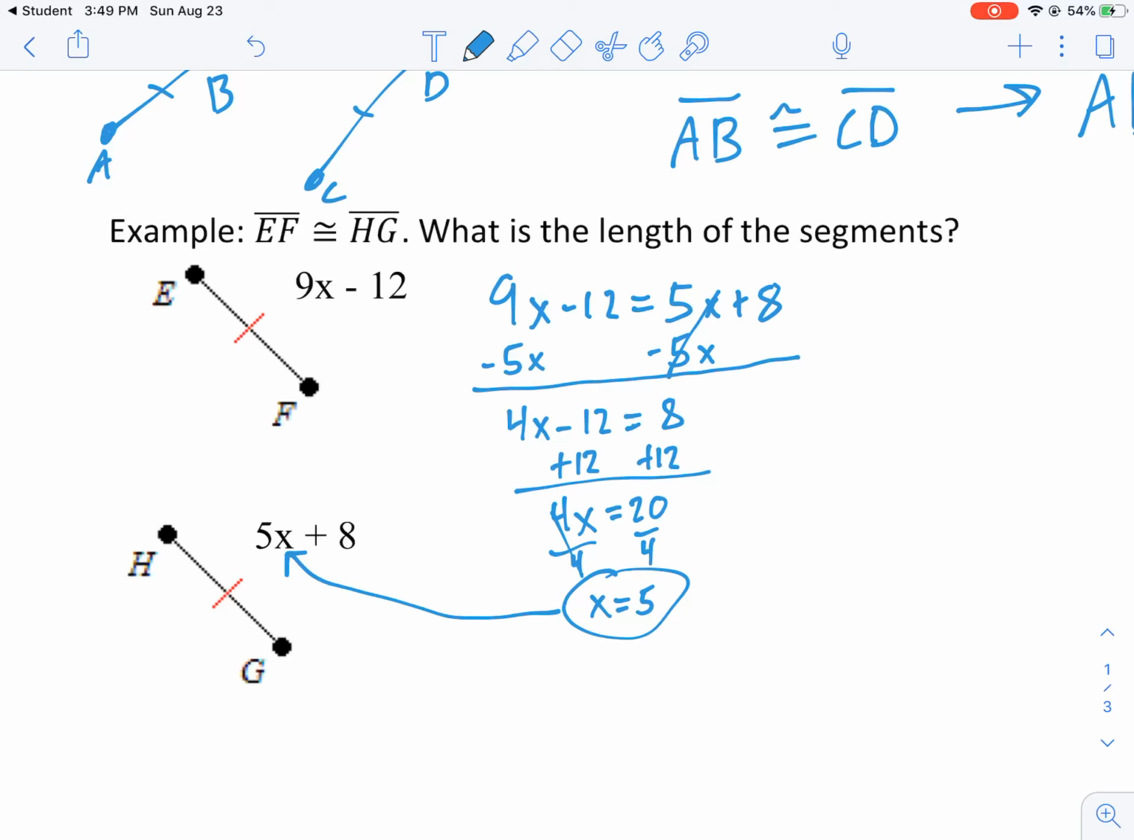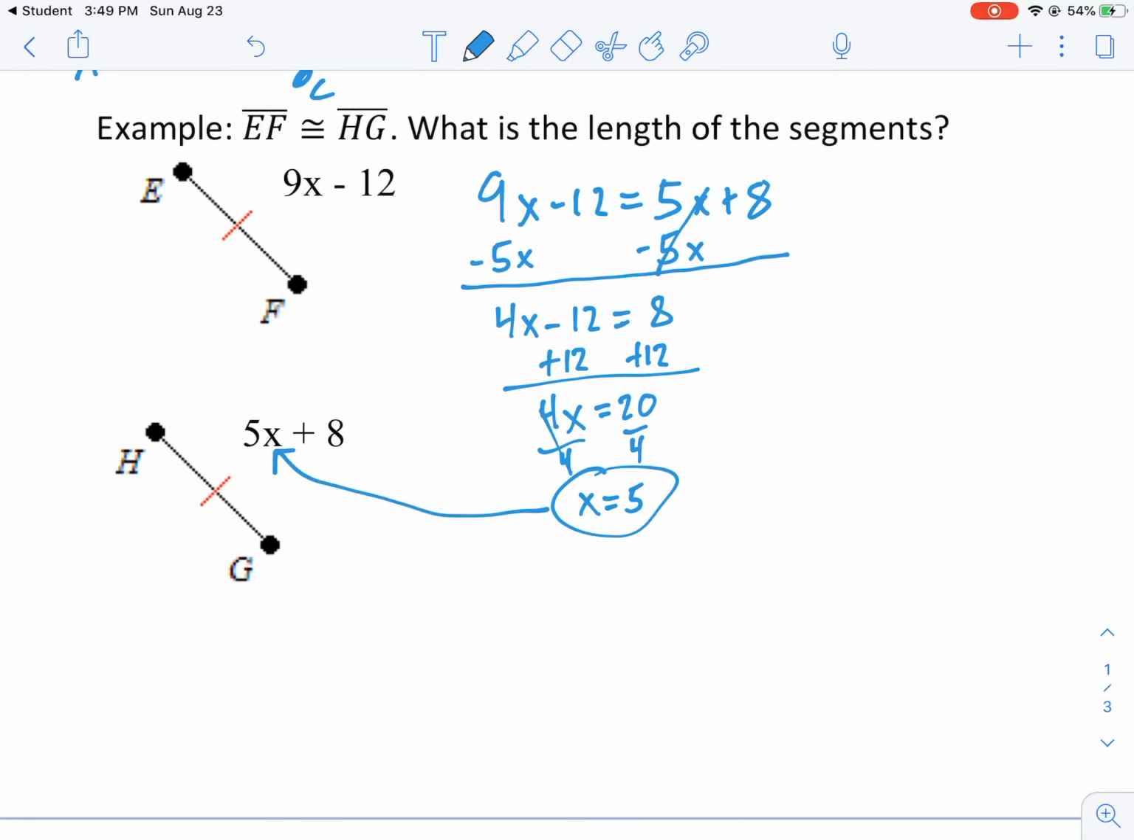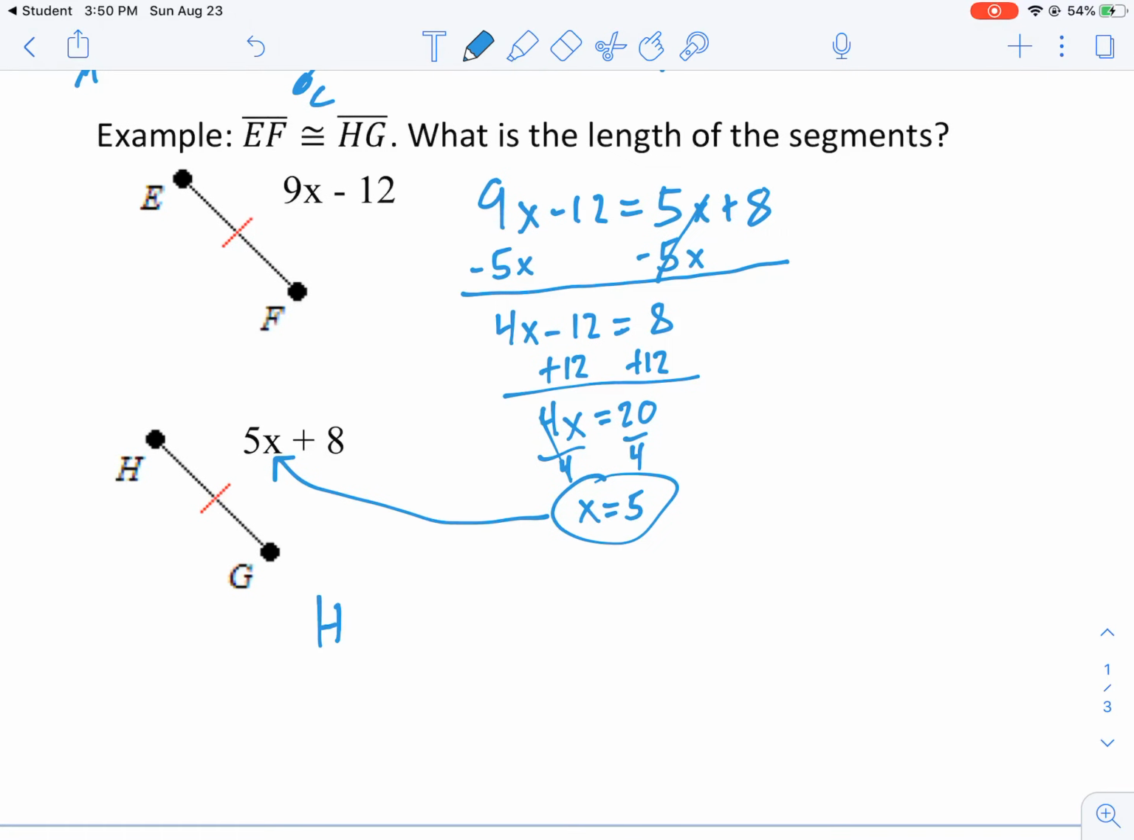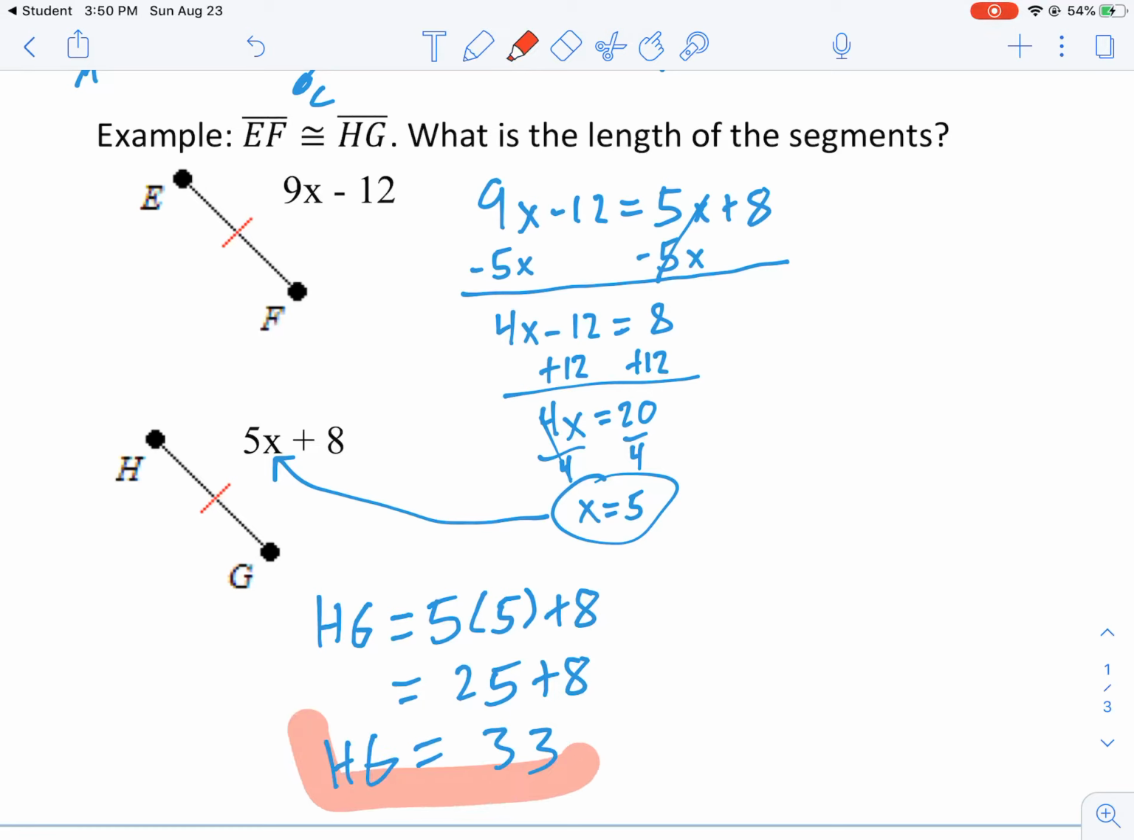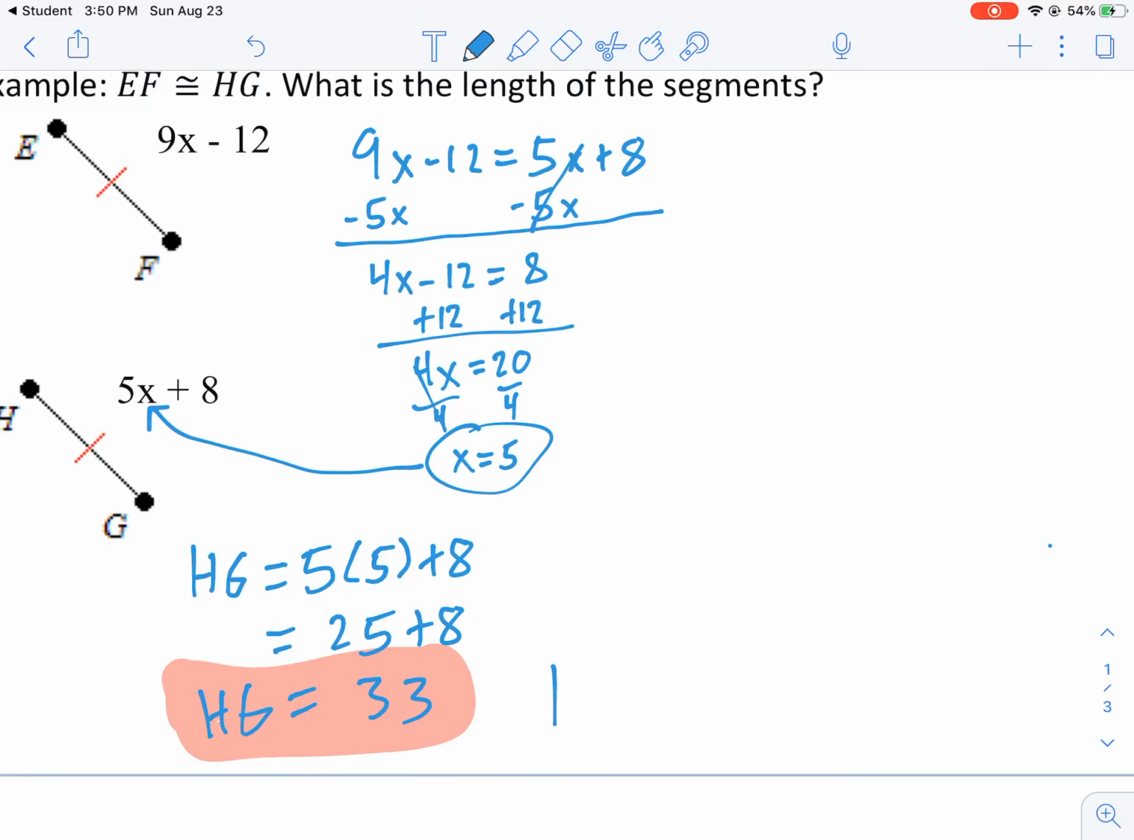You don't have to plug it in twice because you know that it's going to be the same number regardless. So you can just plug it into the one that looks easier. All right, I'm going to plug it into 5x plus 8. So HG equals 5 times 5 plus 8, which is 25 plus 8, which is 33. So both segments are going to be equal to 33. All right, so we've got HG equals 33, and we've also got EF then would equal 33.